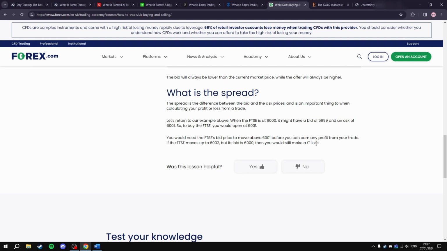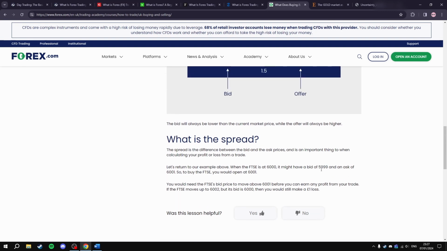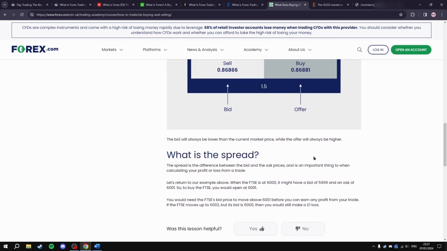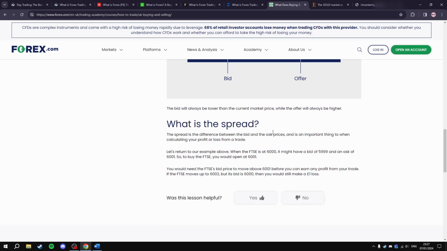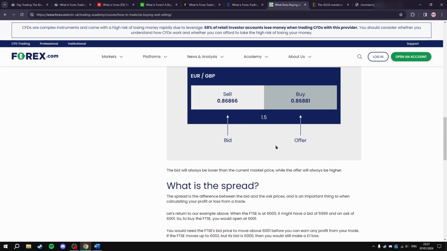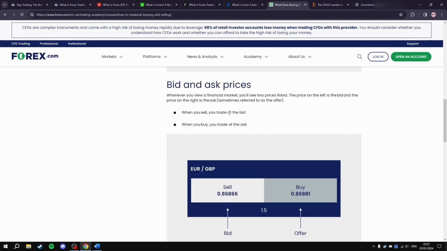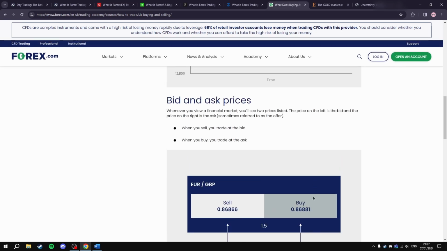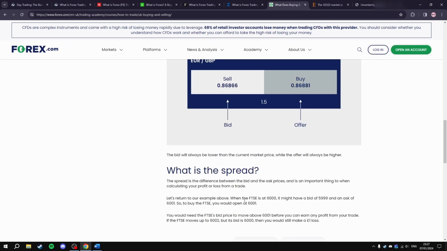Bid price might have a bid of that and ask of that. Wait, so you might have a bid of that and ask of that. Ask is when you buy, so you have to buy it at 6,001.